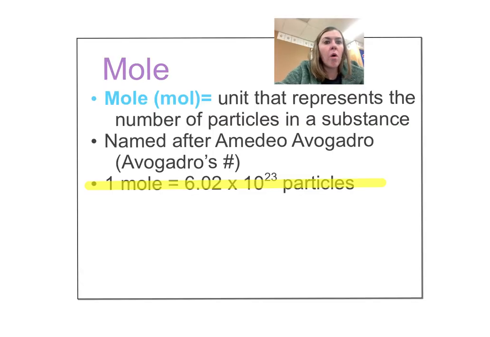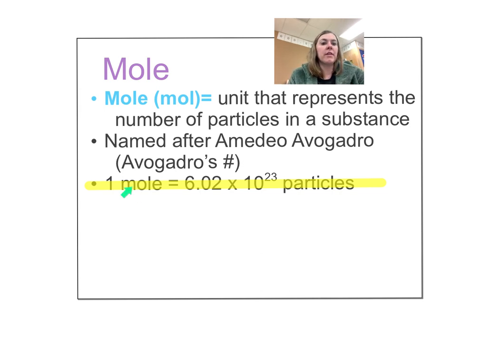All right, a mole, which we spell out fully as M-O-L-E if you want to abbreviate it. Unfortunately, the abbreviation is not much shorter. It's lowercase m-o-l. It's not just lowercase m. That would represent meter, so it has to be M-O-L for mole. But a mole is a unit that represents the number of particles in a substance.